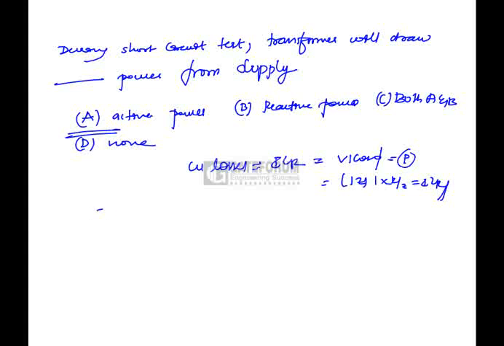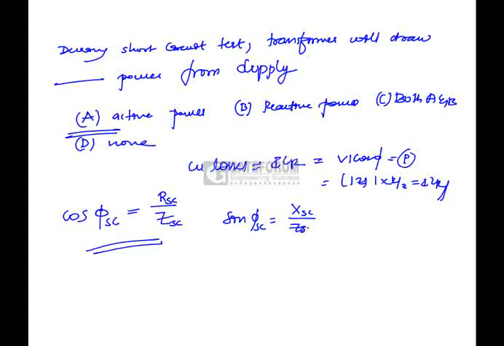Now we will define phi SC, or let us take cos phi SC, that is equal to the short circuit power factor. It is given by R by Z. Let us say these are short circuit parameters, RSC by ZSC. If you have the short circuit power factor, now what about sin phi SC? Sin phi SC is equal to XSC by ZSC.